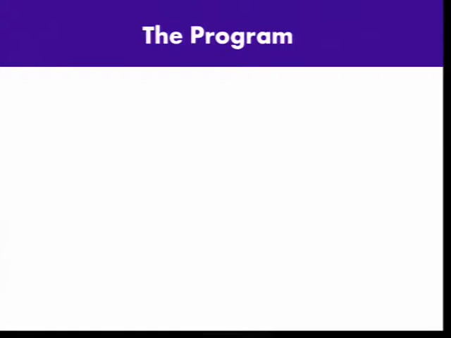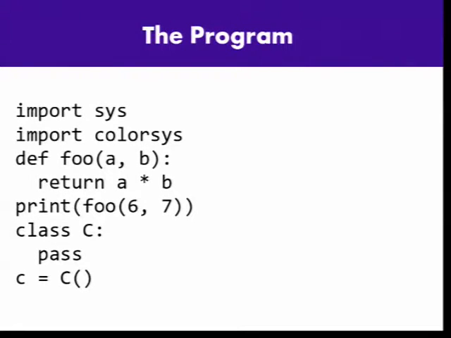So here's the, we're going to actually run a program under the Python interpreter, and it's deliberately a terribly simple program that doesn't do anything interesting. But the purpose of this program is to touch on a whole bunch of things that are themselves interesting. So this has a couple of imports, it has a function definition, a nested function call, a class definition, and an instantiation of that object.